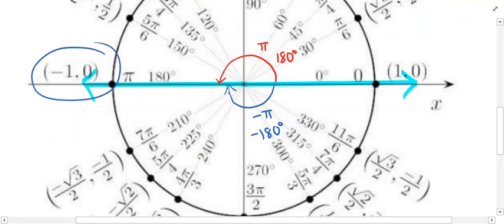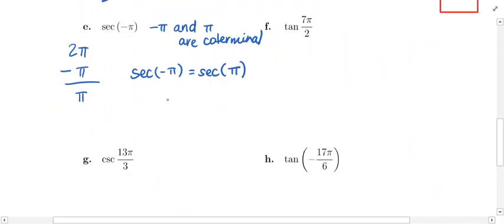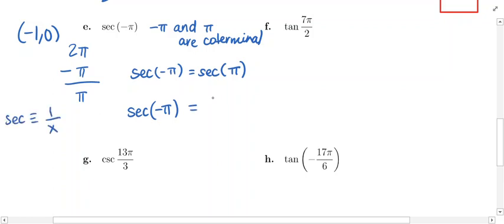So we can go to positive pi and use its coordinates. The point on the unit circle that corresponds to this angle is right here. The coordinates of this point are negative 1, 0. If we want the secant of negative pi, which is the same as the secant of positive pi, secant is the same thing as 1 over the x coordinate. So this is going to be 1 over negative 1. And so the secant of negative pi, which is the same as the secant of positive pi, is negative 1. That's it.